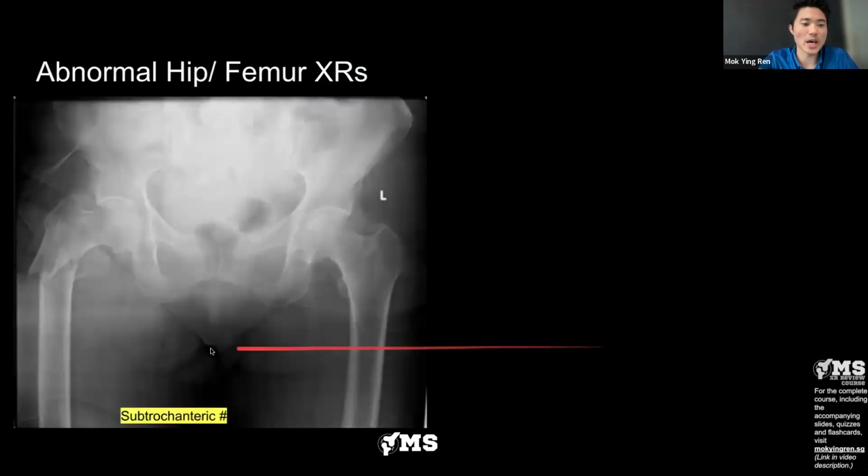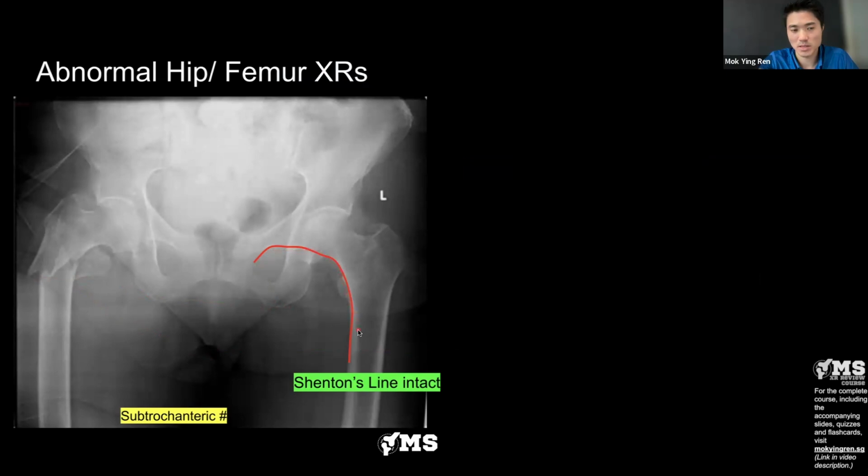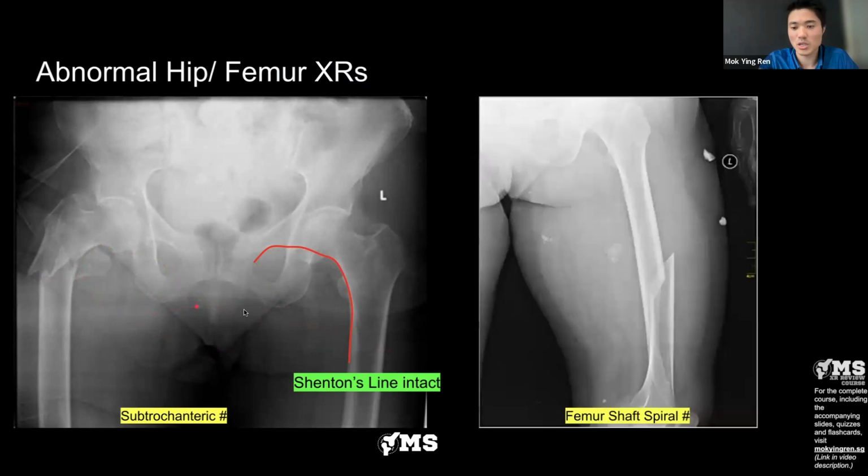Just a quick look at some abnormal X-rays now. This is a subtrochanteric fracture. The fracture has occurred below the trochanter, and most importantly, the line here is Shenton's line. So this is a Shenton's line that is intact. You can see that it is disrupted on the other side. There is a displaced subtrochanteric fracture. Now this is a femur shaft spiral fracture that we can see here in this X-ray.